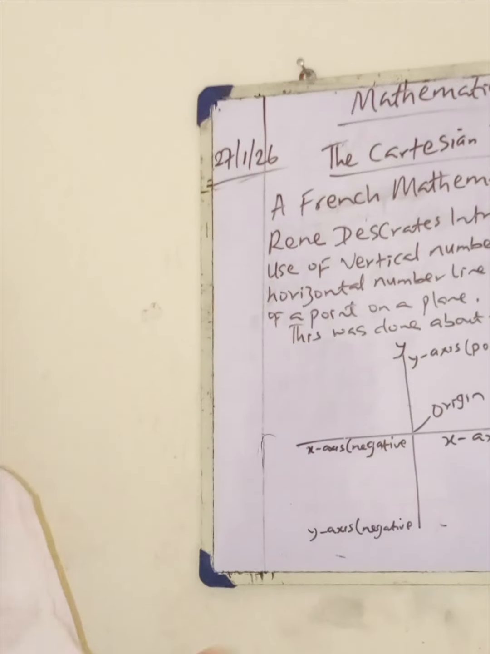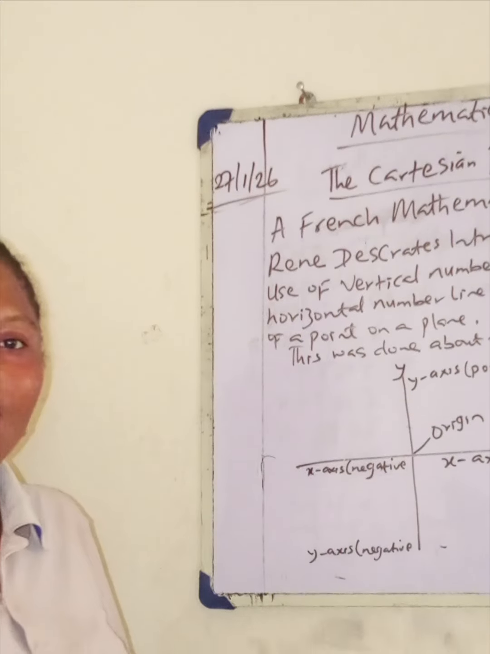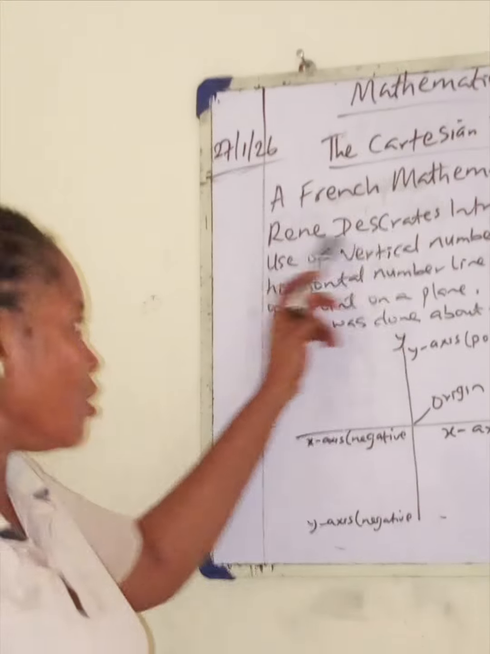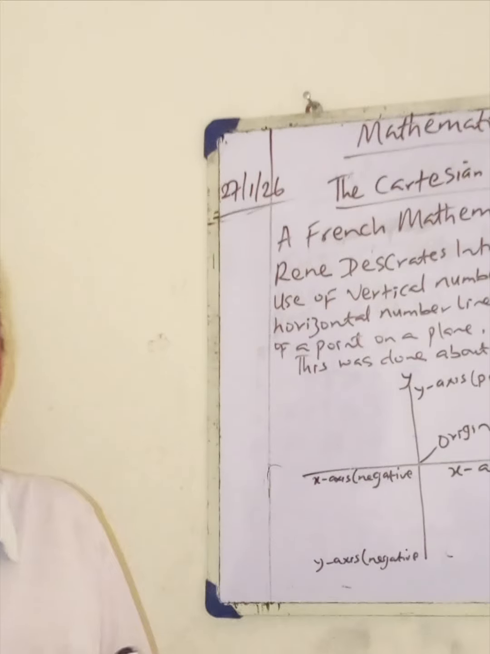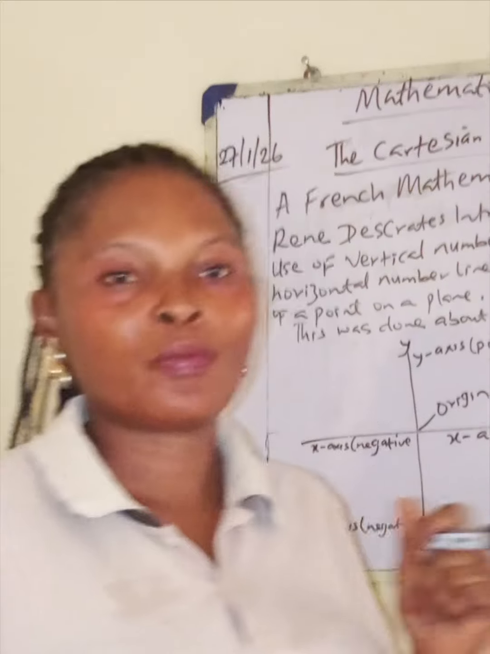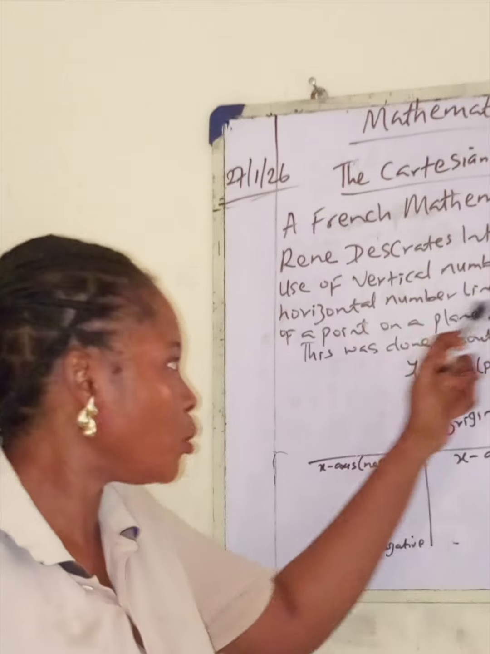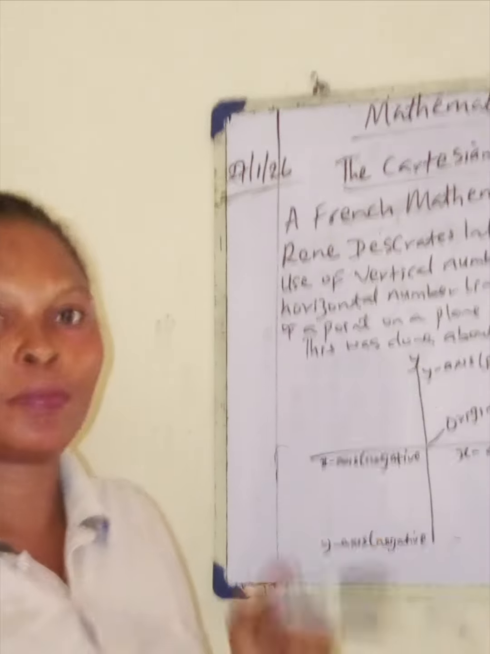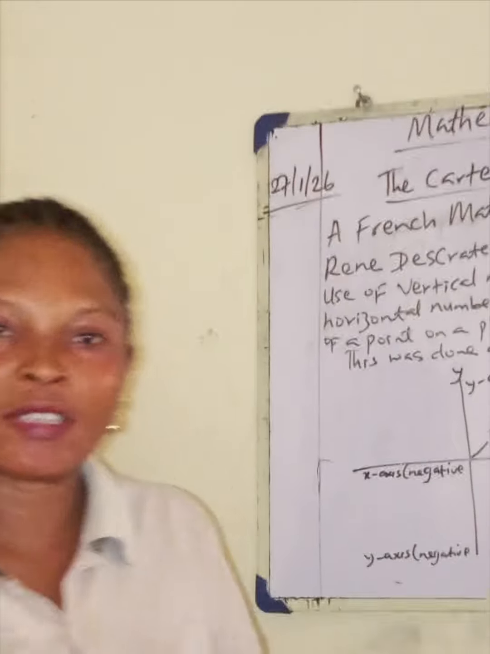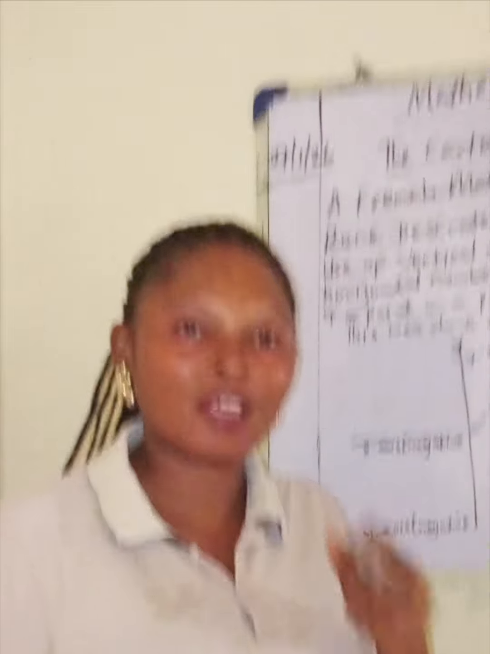When you are asked such a question, you know what to say. A French mathematician, René Descartes, introduced the use of vertical and horizontal number lines for what? Description of a point on a plane. And this was done in the year 1637 AD.